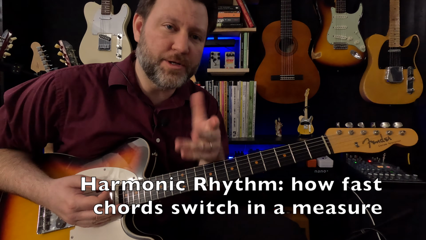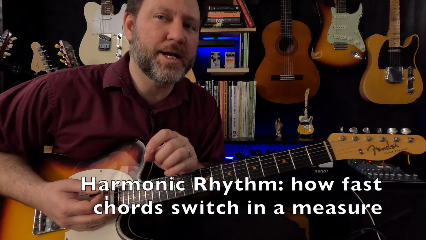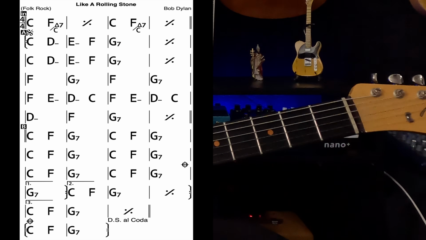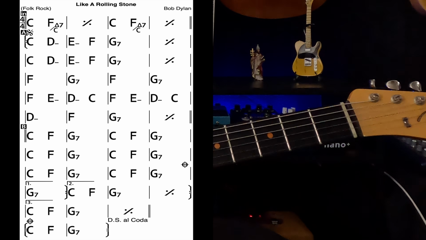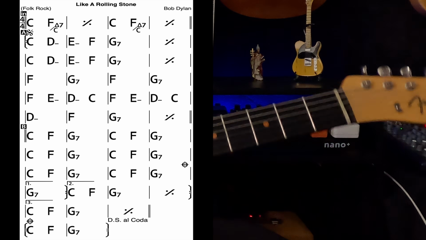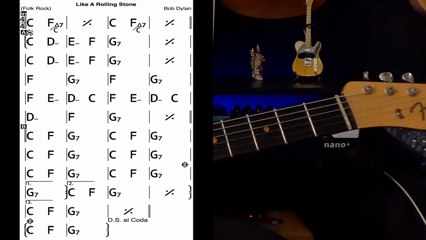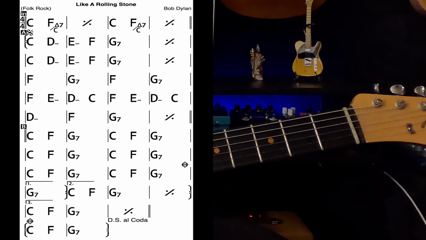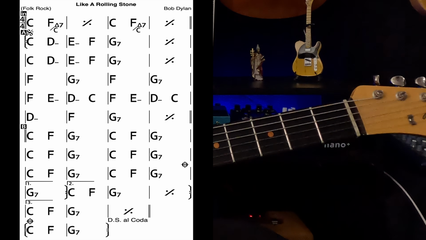Now I want to bring up a new term here. This is called harmonic rhythm. So if you take a look at the chart, and of course all our charts, PDFs, MP3s, playalongs, everything is over on Patreon. All you have to do is check out the description below. You can head over to my Patreon for $5 a month and gain access to all of these materials.